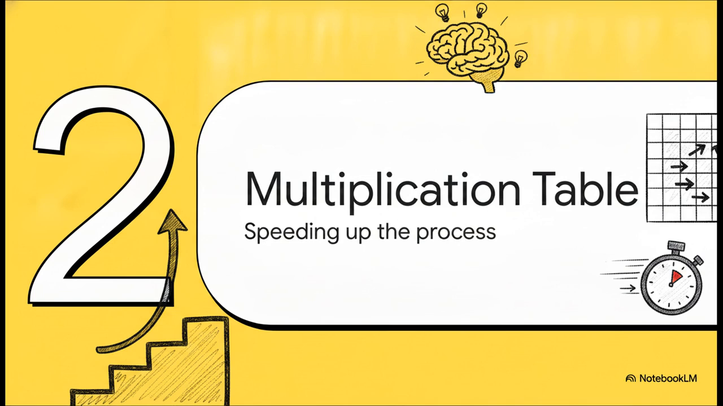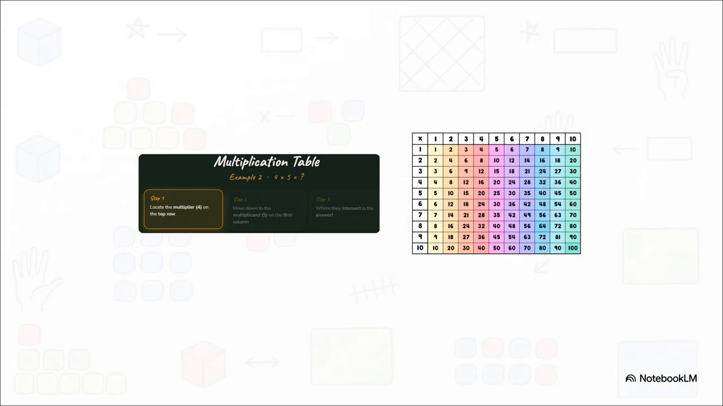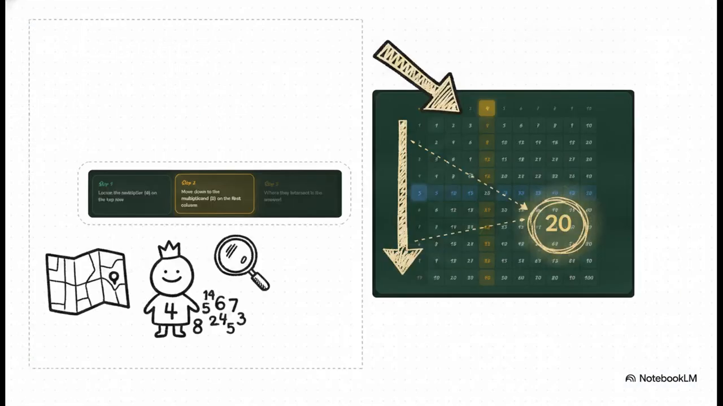Moving right along to section 2, using the multiplication table to drastically speed up the process. Now, check out this beautiful 10 by 10 grid. It is essentially your ultimate cheat code. Instead of manually stacking and adding numbers every single time like we just did, we can use 3 very simple steps to navigate this grid and find our answers instantly. It turns abstract math into a physical coordinate search, kind of like navigating a map.